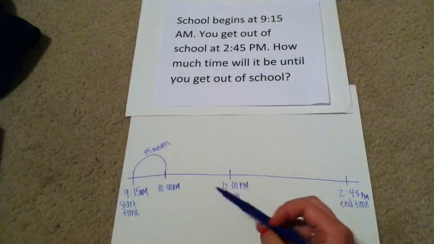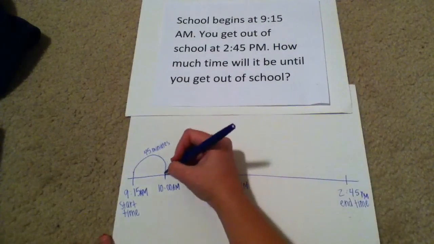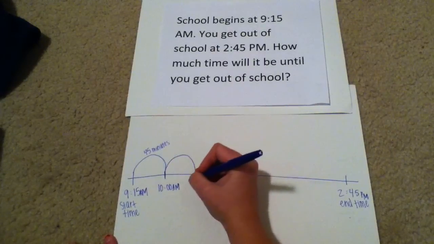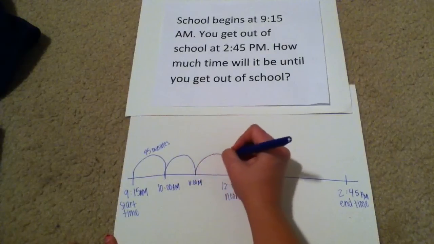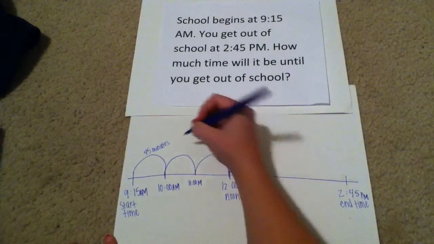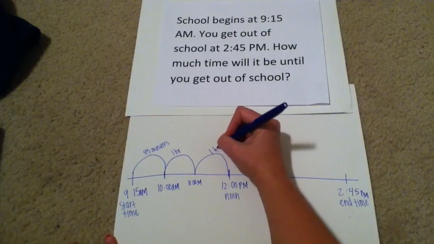Now, we need to skip count by hours until we reach 12 o'clock. So we'll go 1 hour, and that equals 11 o'clock a.m. And then we'll go another hour, and there we are at noon. So we skip counted 1 hour right here, and then we skip counted another hour right here.